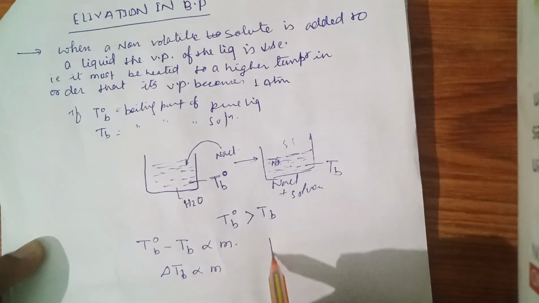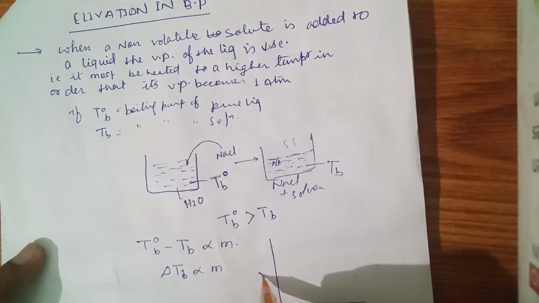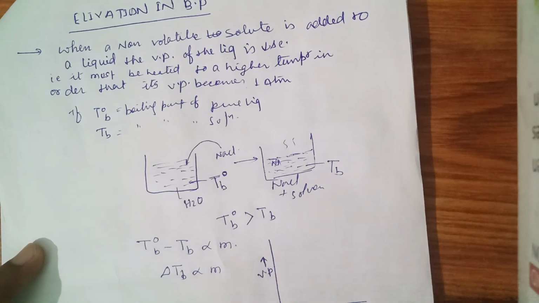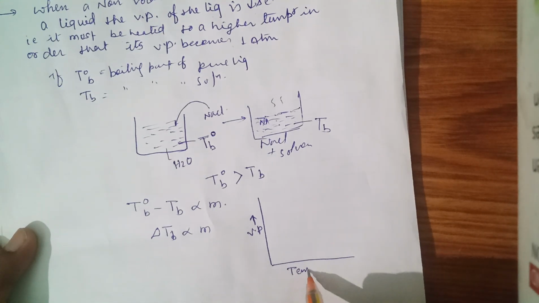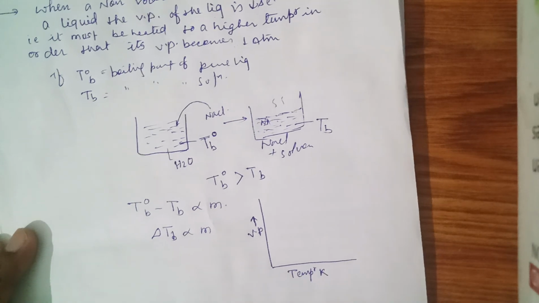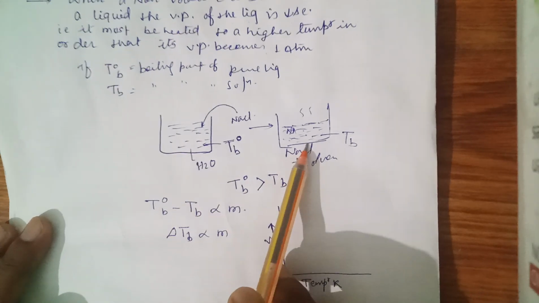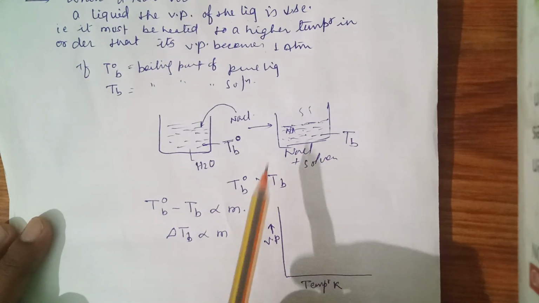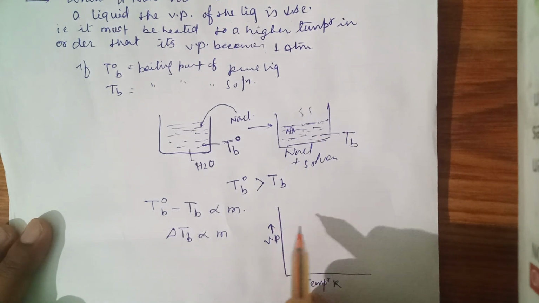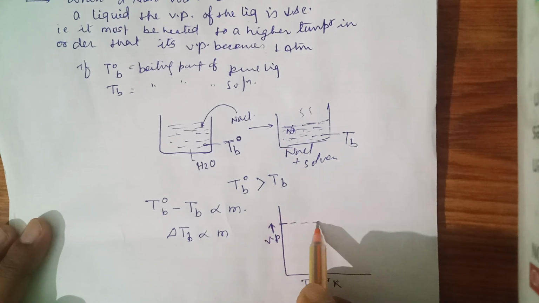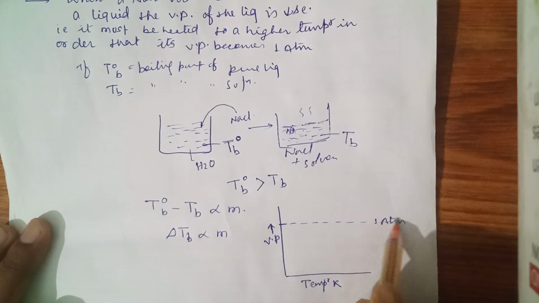According to the graph, we can draw a graph like this. Just see here, what can we find? Suppose on this axis we have taken the vapor pressure, and on this axis we are taking temperature in Kelvin. So we have two cases, one of them is the pure liquid, another is the solution, and we have to measure the vapor pressure of the solution. Suppose this is the axis where the vapor pressure is 1 atm.